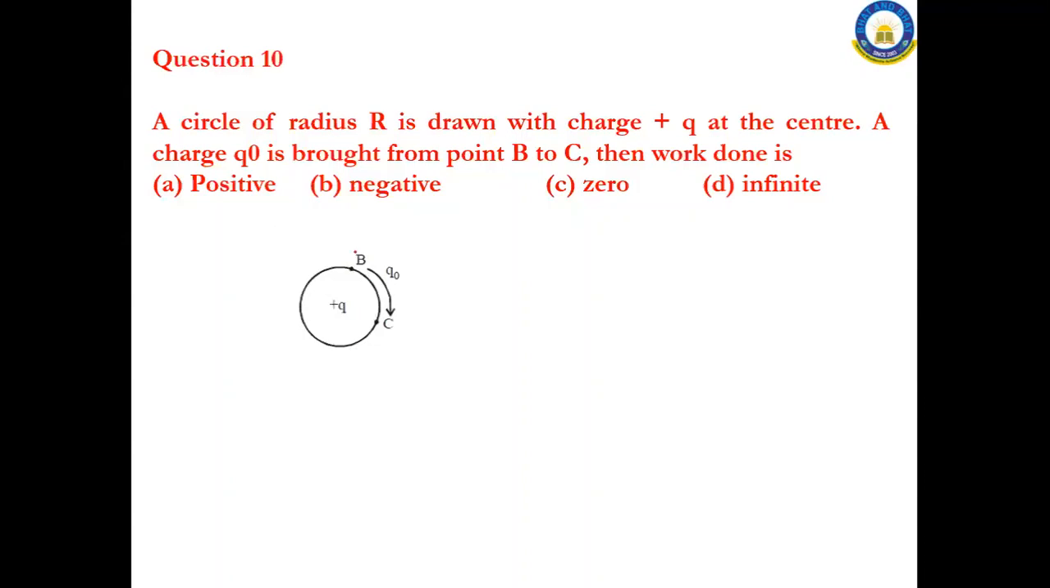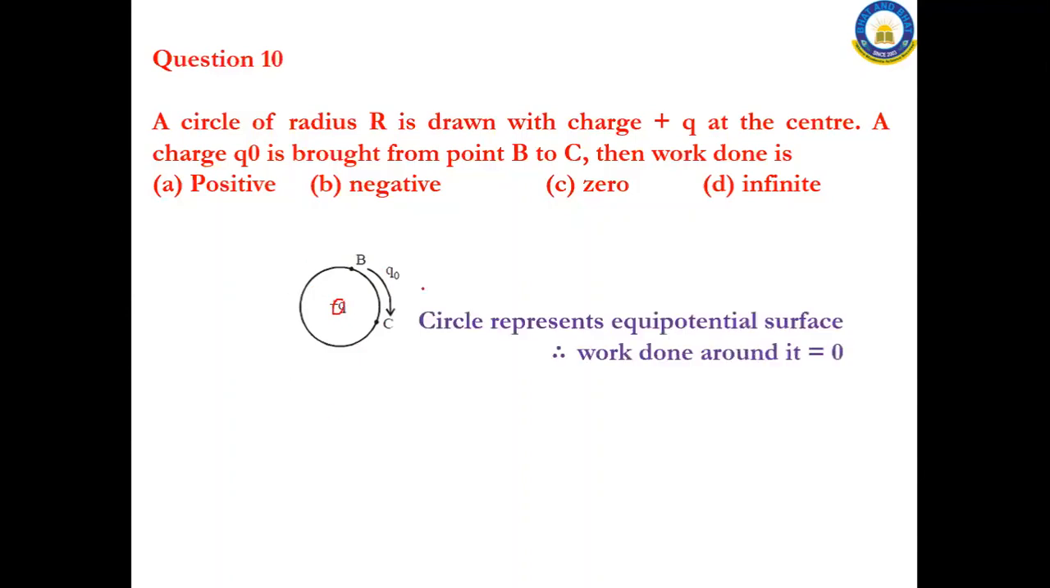Now can you tell me what is this? This circle means the charge is there at the center, and this circle is nothing but an equipotential surface, right? So now the points B and C are on the equipotential surface. So you are moving a charge along the equipotential surface. That means what is the work done? In this case, work done is 0. So the correct option is C.